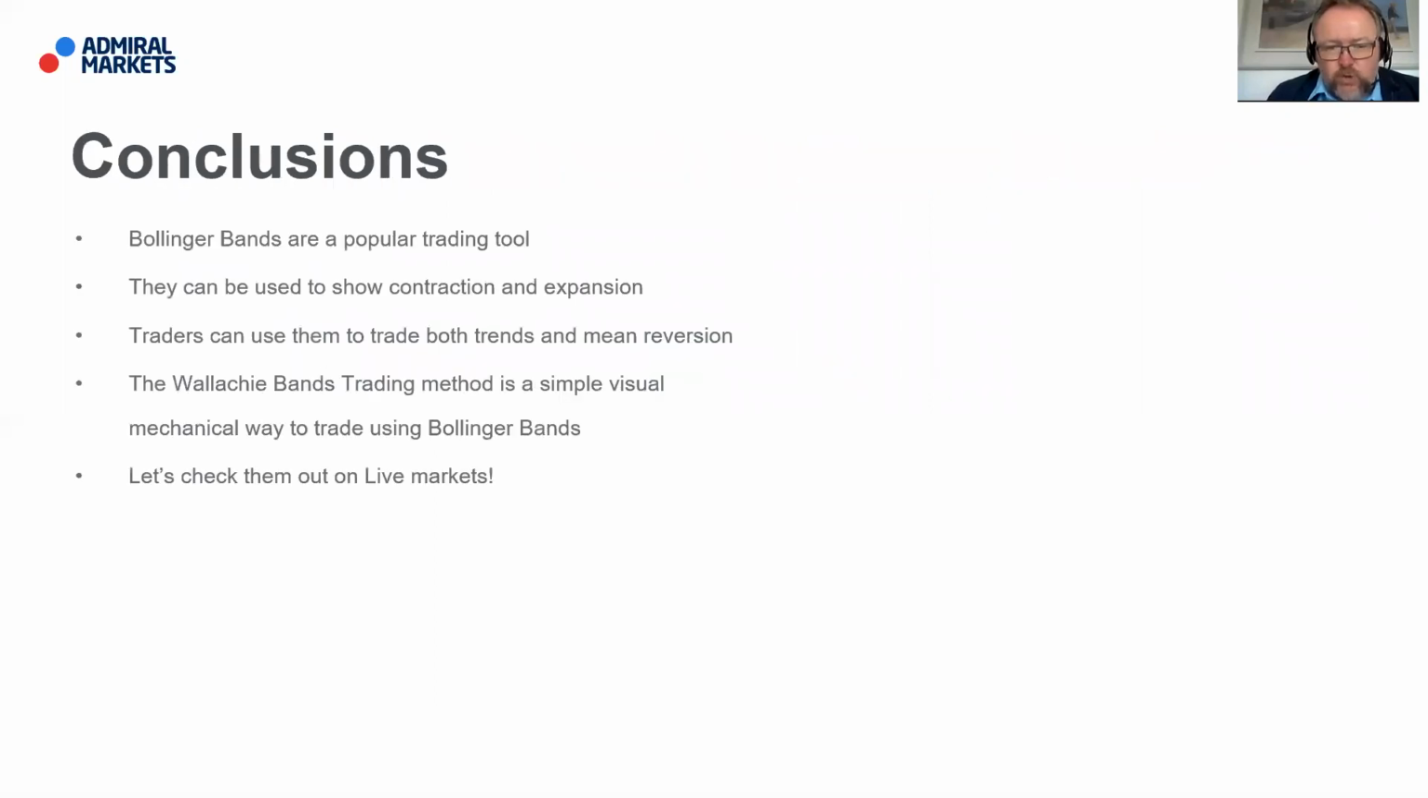So to conclude, Bollinger Bands are a very popular trading tool, and they can be used to help you show and confirm contraction and expansion within markets. Traders can use them to trade both trends and mean reversion. And what we've talked about here today is a simple mean reversion system, the Wallace Bands trading method, which is just a simple visual mechanical way to trade using Bollinger Bands. So hopefully that gives you a little bit of insight.